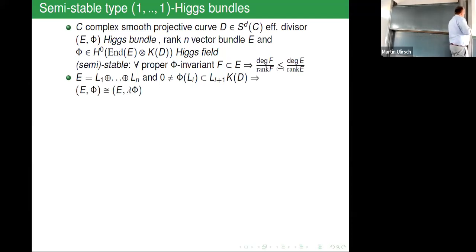It will be like this because this is fixed by a natural C-star action. The Higgs bundle you get by scaling the Higgs field is going to be an isomorphic Higgs bundle. You can use this decomposition and some clever automorphism of the bundle. That's why we like this, because we usually study this C-star action on the moduli of Higgs bundles. So this is what we call type (1,1,1) Higgs bundles, the ones.